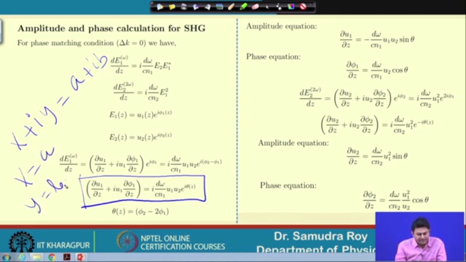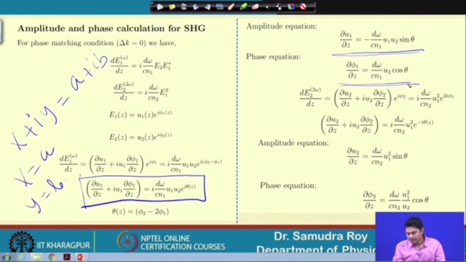We are going to use the same thing: the real part of the left hand side will equal the real part. If we do, we will find this equation: du1/dz is equal to u1 u2 sin theta multiplied by d omega over c n1. And the imaginary part, which is again equal, is the phase equation. I will get this quantity.